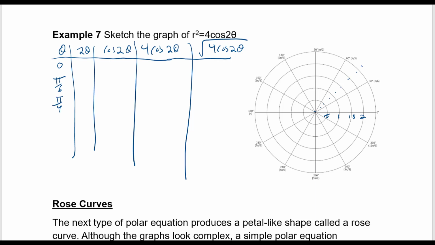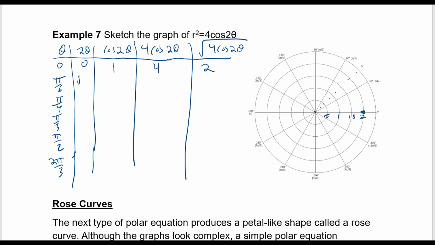Pi over 4, pi over 3, pi over 2, and then, now they said this is symmetric with respect to the pole and the line pi over 2, excuse me. So once we get that one part, we can reflect it. So we could just check it out and see what happens. Okay, so 2 times 0 is 0. Cosine of that is 1. 4 times that is 4, and the square root of that is 2. So we know we start out here at 2.